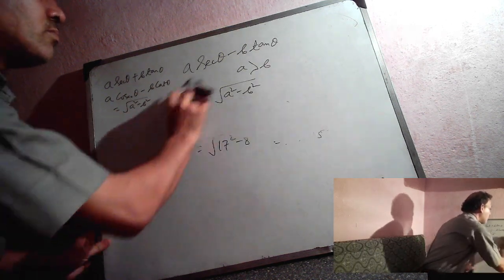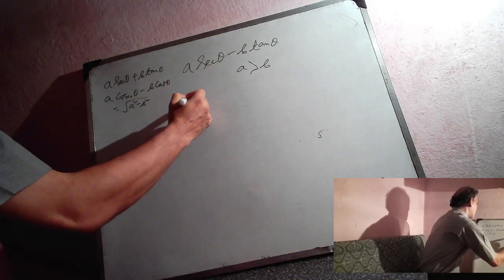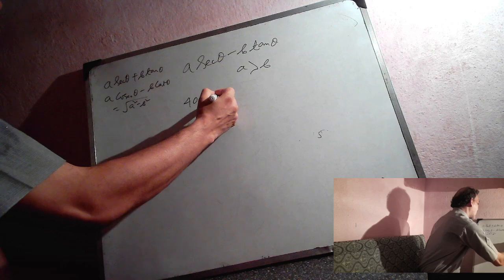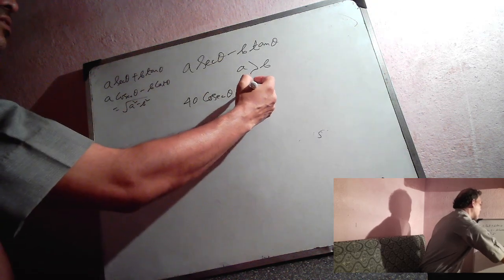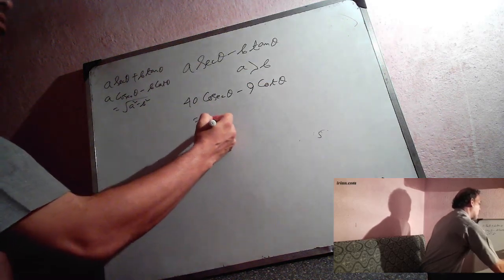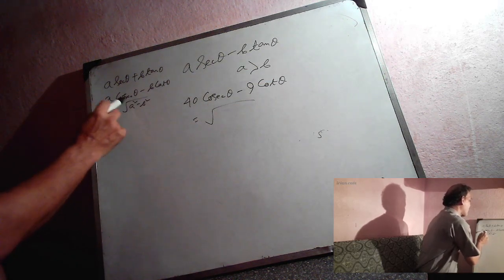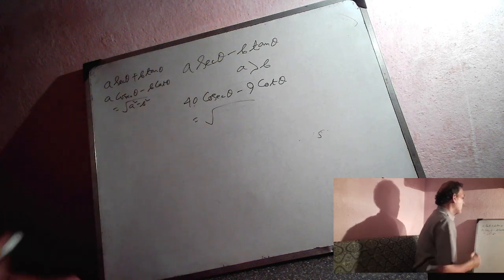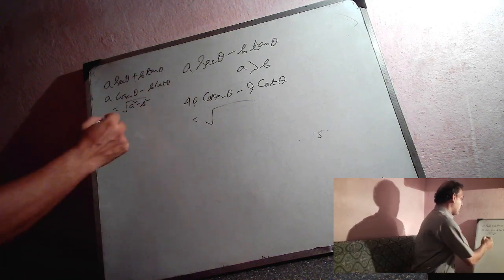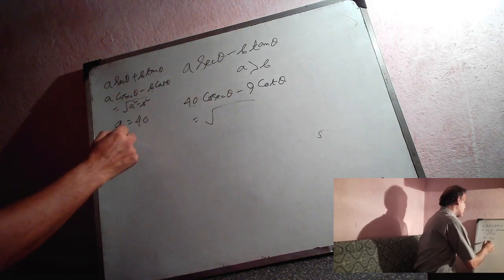What will be the minimum value of 40 cosec theta minus 9 cot theta? By this rule, compare it to a cosec theta minus b cot theta. So a will be 40 and b will be 9.